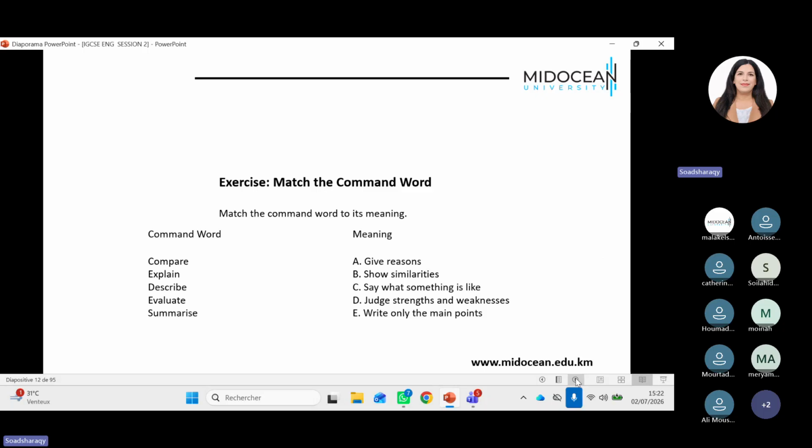So here you have a matching exercise, dear participants, okay? The question is match the command word to its meaning, okay? Here you have different command words and here you have the meaning. Okay, who wants to start? Matching exercise, participation, please. Okay, let's choose.